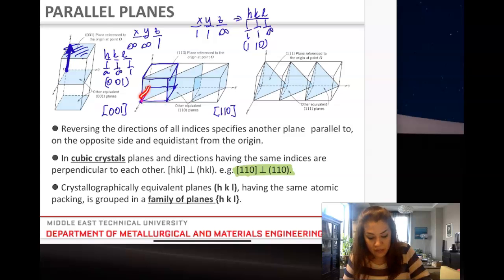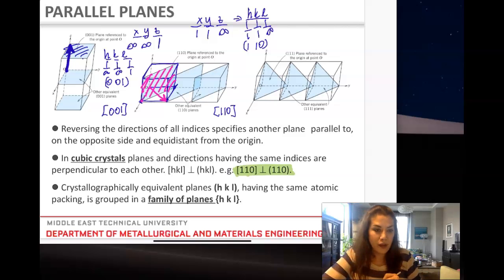So what is my vector? Starting from the origin, ending right at that destination point. So that's my vector here, right? Look at my vector and look at my plane. They are perpendicular to each other.